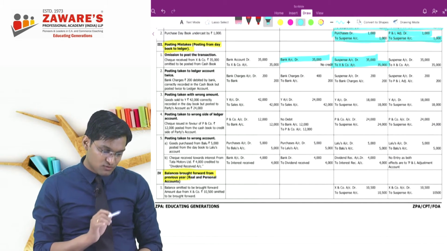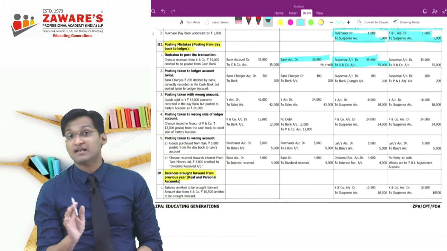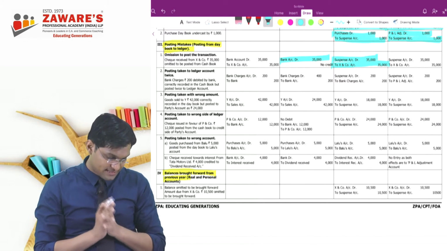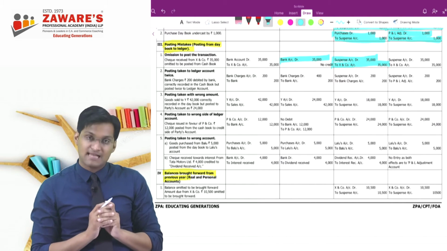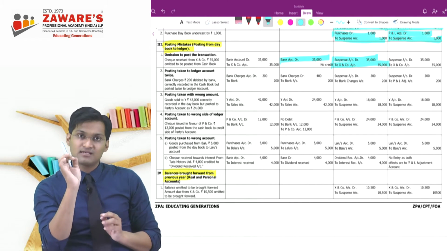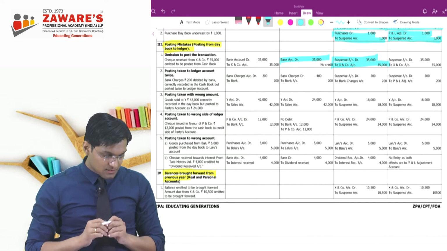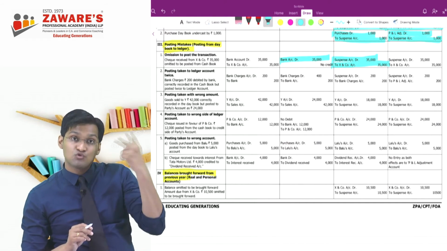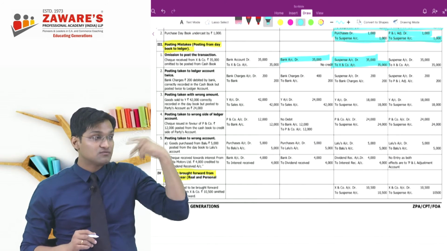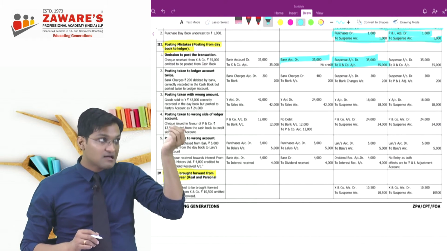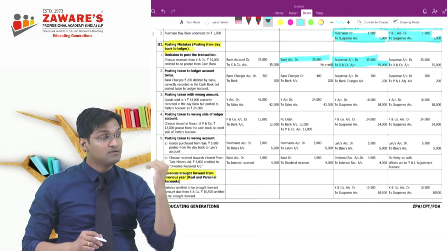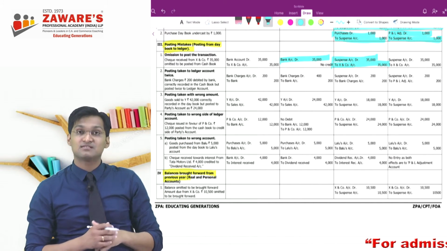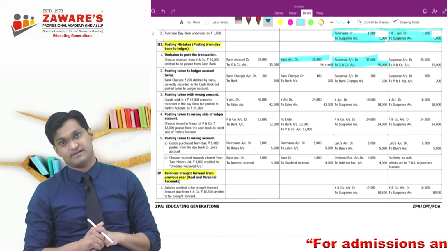Bank charges rupees 200 debited by bank. What should be the correct entry? Bank charges account debit to bank account credit. Correctly recorded in cash book means bank account credit is correct, but posted twice to ledger account, so bank charges is debited 2 times. Bank charges which is debited twice, we will credit it once and then we will debit which account? Suspense account. So your entry will be suspense account debit to bank charges account credit.